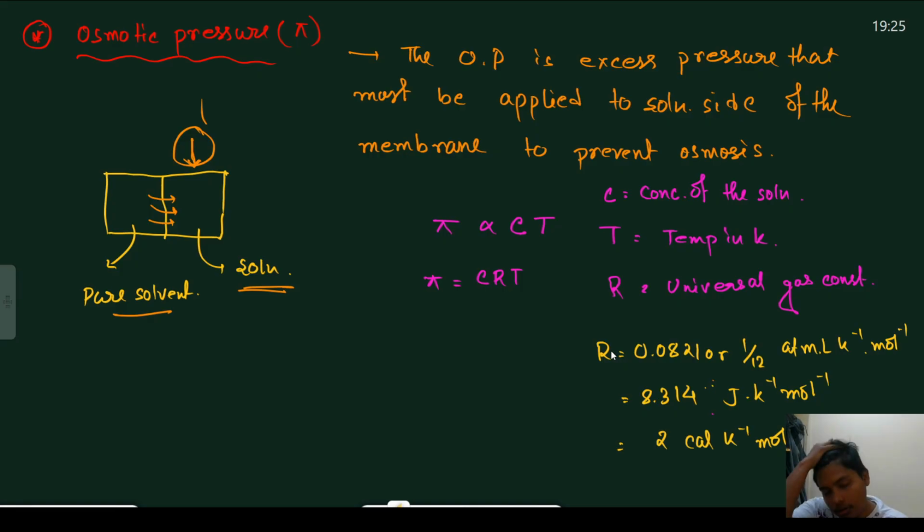Clear? Now, what do you mean by concentration? Concentration means, let's suppose molarity. Concentration always we will take in molarity. So molarity means number of moles by volume. Yes or no? So n by V, just check it out.